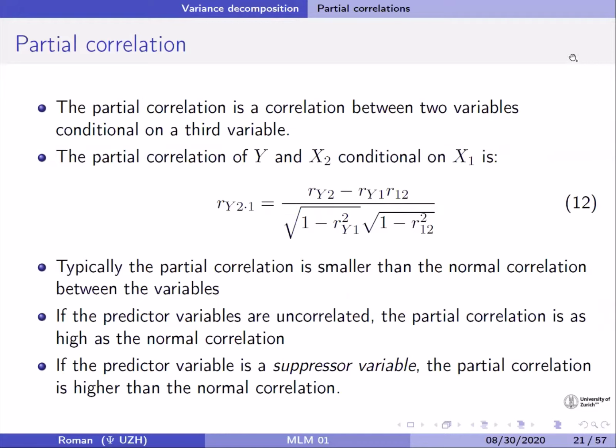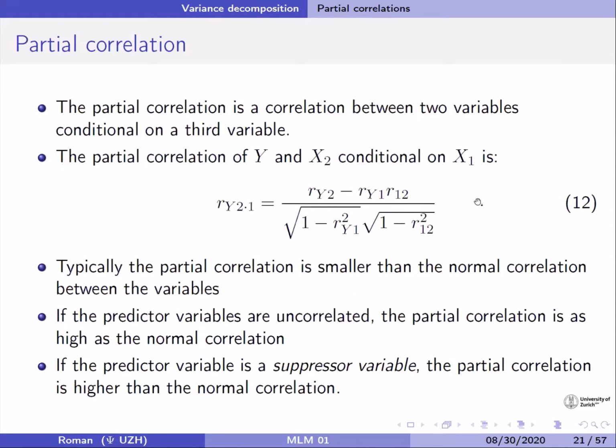Tangentially related is the partial correlation. The partial correlation is a correlation between two variables conditioned on a third variable. The partial correlation of y and x2 conditional on x1 is given below. Here, we have the correlation r between y and x2, r_y2, subtracted by the correlation of y and x1, r_y1, multiplied by the correlation of x1 and x2.